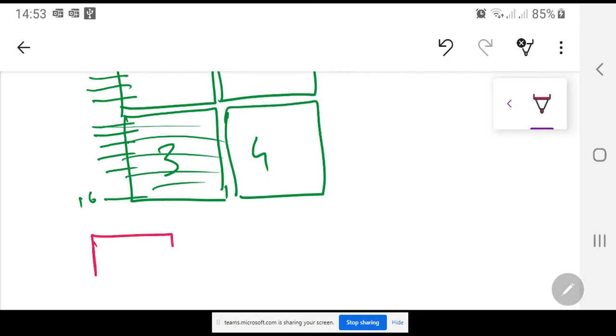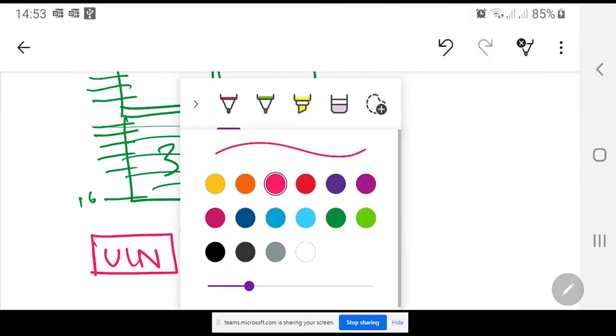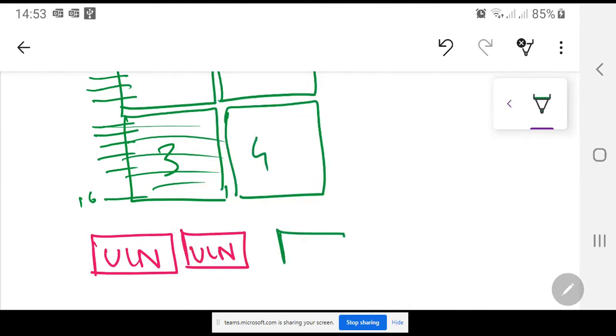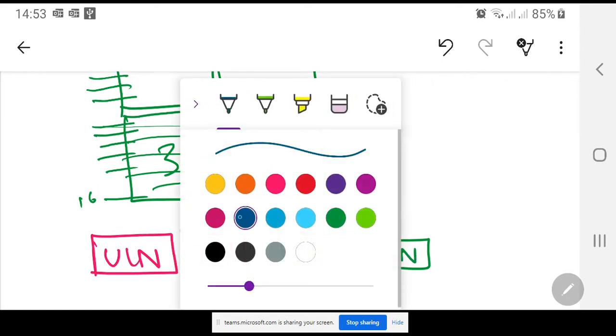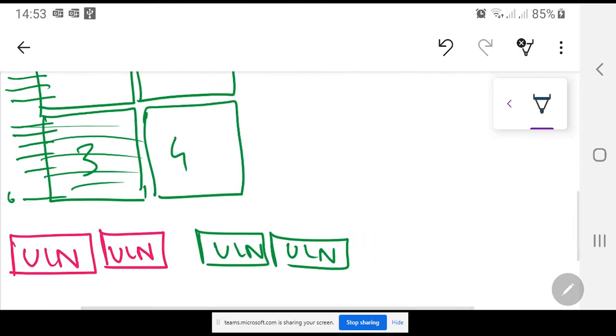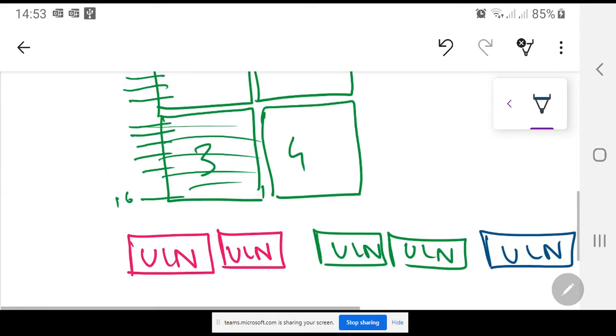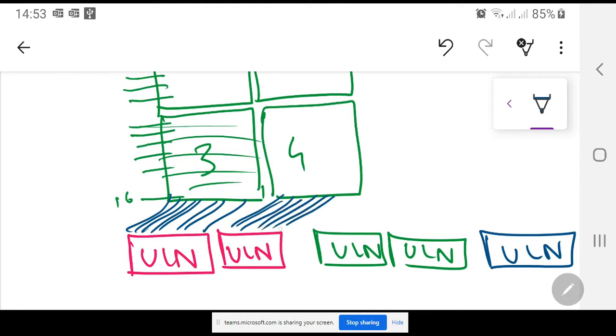This time you are going to have a ULN IC over here, 2 ULN ICs for the red, and then you have a green one, 2 ULN ICs for the green one, and then certainly the blue one, which is again going to be 2 ICs for the blue ones over there. And why 2? Because these have 1 2 3 4 5 6 7 8 and then 9 10 11 12 13 14 15 16.